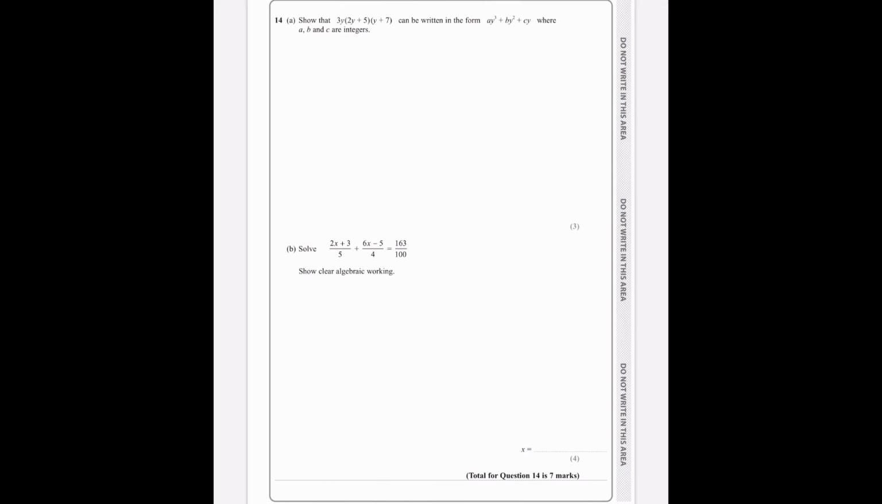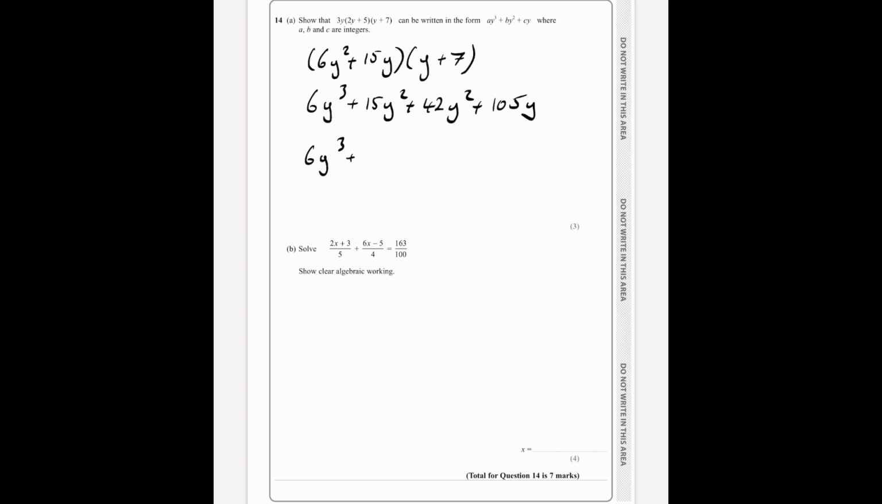Question 14, expanding. Pick any of the three expressions and expand them. If you expanded the double brackets first and then multiplied all the parts by 3y, that's absolutely fine. I've done 3y times 2y plus 5 first, and then multiplied each part by y plus 7, and then collected the like terms, so grouped together the y squareds, leaving us with 6y cubed plus 57y squared plus 105y.